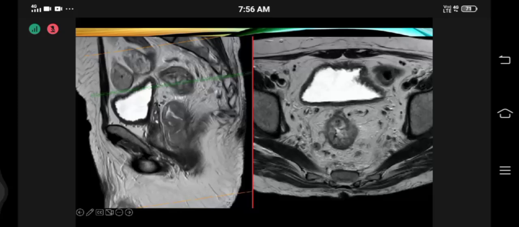So this is the seminal vesicle. This is at the level of the bladder. Again, I'm repeating: this is the bladder, seminal vesicle, prostate, and this is the tumor and the rectum. And posteriorly and laterally, this is the mesorectal fascia.